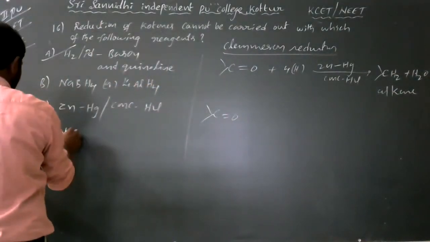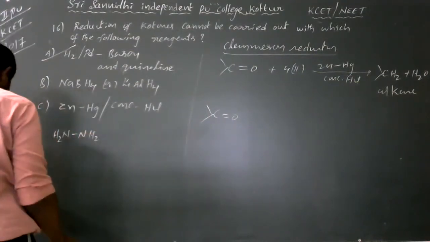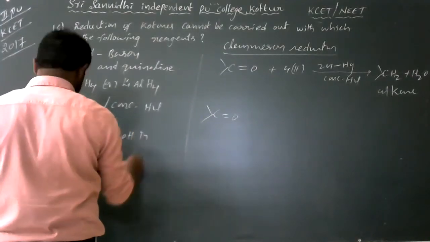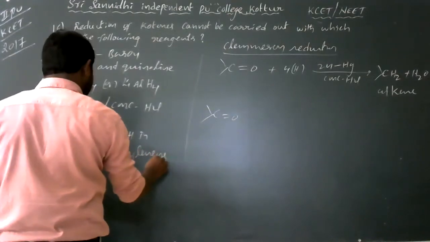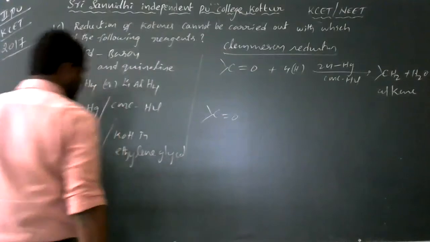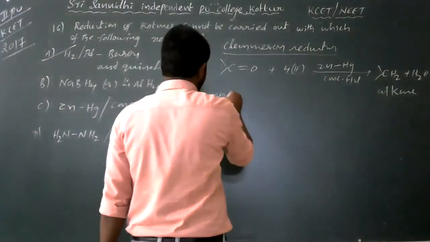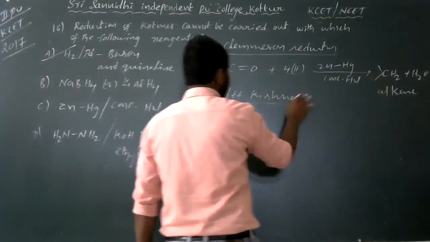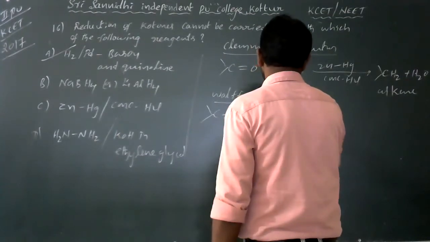Hydrazine, N2H4, NH2NH2 is also called hydrazine. Hydrazine and KOH in ethylene glycol. KOH in ethylene glycol, which is a Wolff-Kishner reduction. Wolff-Kishner reducing agent. That is, first hydrazine reacts and hydrazone forms.